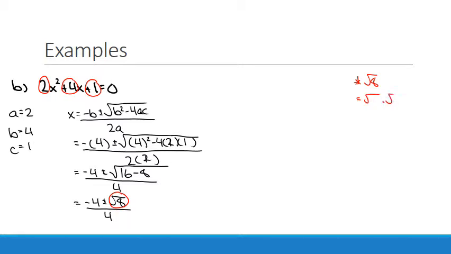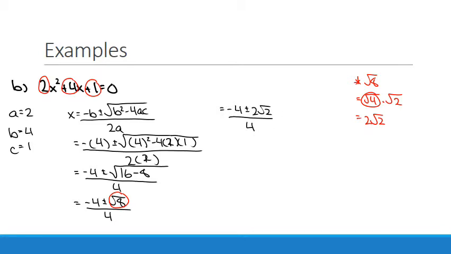So what perfect square is a factor of 8? So 4 would be, and then 4 times 2 equals 8. Square root of 4 is 2. I can't take the square root of 2, so I'm stuck with it, so I have 2 root 2. So if I go back, I get negative 4 plus or minus 2 root 2 all over 4.